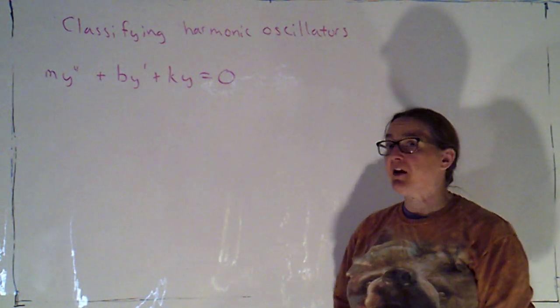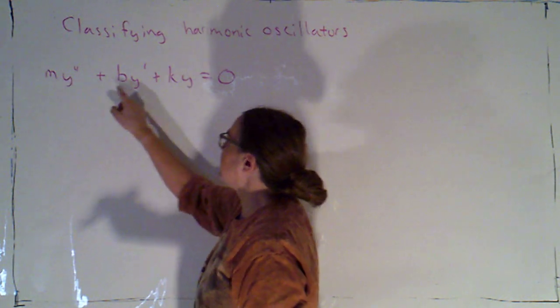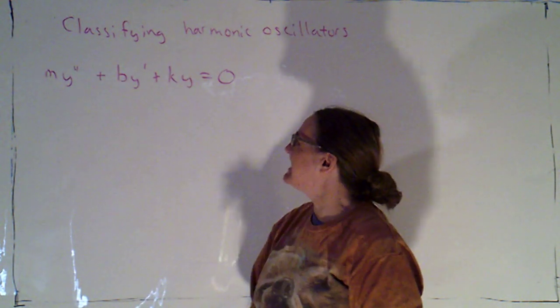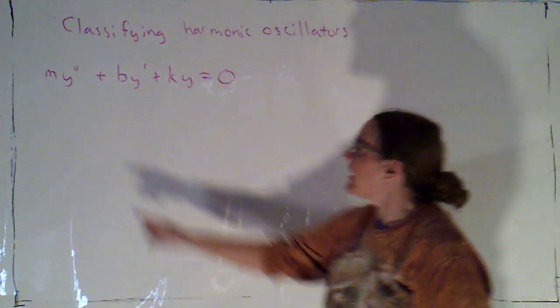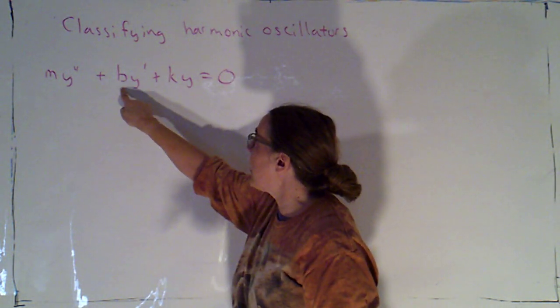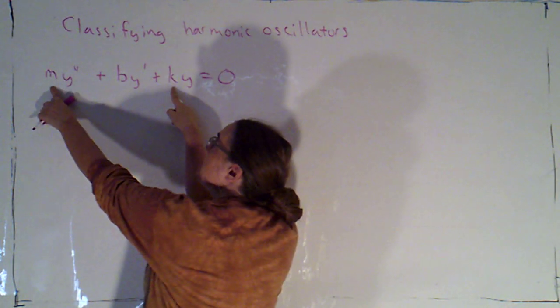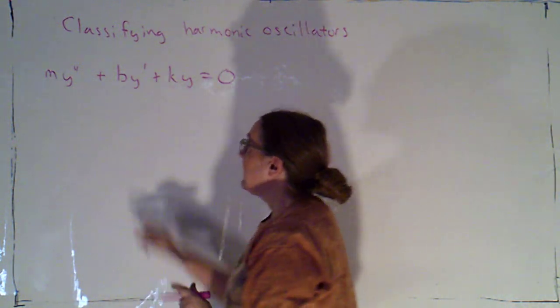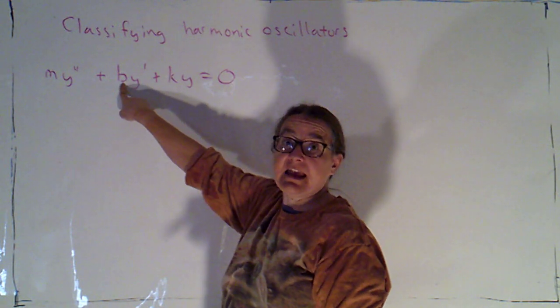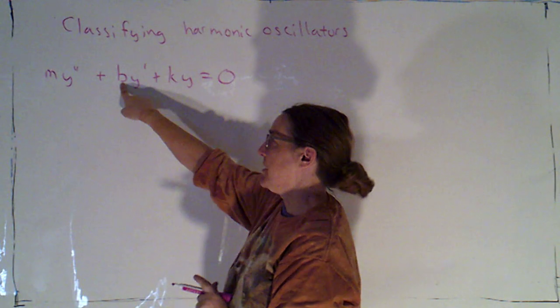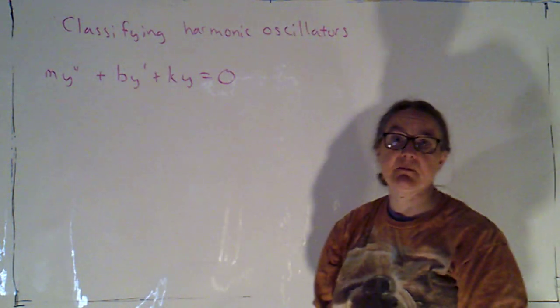But unlike the generic one, where it was just A copies of y'', B copies of y', and C copies of y, here we've got mass, this is the damping coefficient, this is the spring constant, M and K must be positive, and B must be non-negative. B can be 0, but it cannot be a negative number, and M and K must be strictly positive.